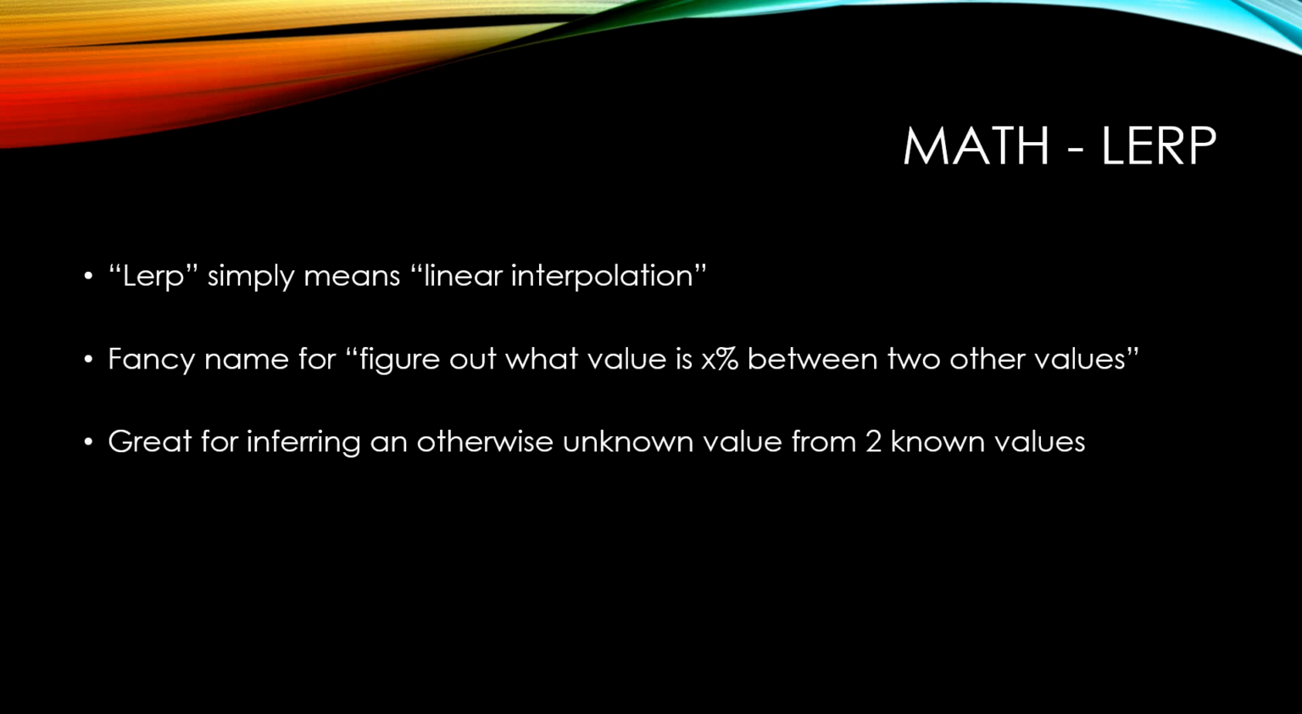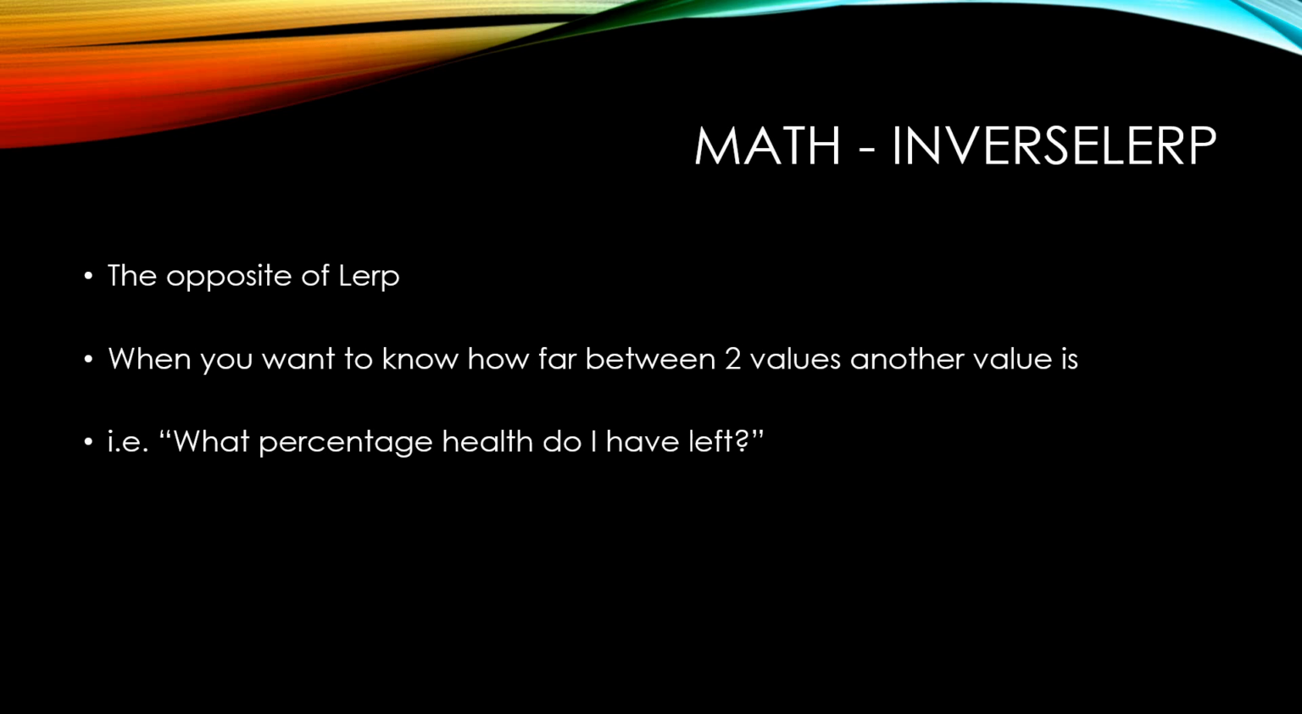So it's just a fancy way of saying, I want to figure out a value that is X% between two other values. This is really great for figuring out a value that you don't know from two values that you do know. I will explain how that works in a little bit. The next function is the opposite of Lerp, and Unity calls it the inverse Lerp. This one is very useful for figuring out how far between two values another value is. In other words, what percentage health do I have left? You will see an example of how this works as well coming up.